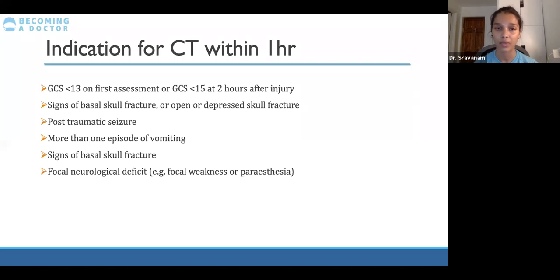Any signs of basal skull fracture, again, so that part in E comes in handy. Any open or depressed skull fracture, post-traumatic seizure, more than one episode of vomiting, it's so important that I've doubled it, signs of basal skull fracture, and any focal neurological deficit, so any focal weakness or paresthesia. So this all comes in when you're examining the patient. Okay. Any questions so far?